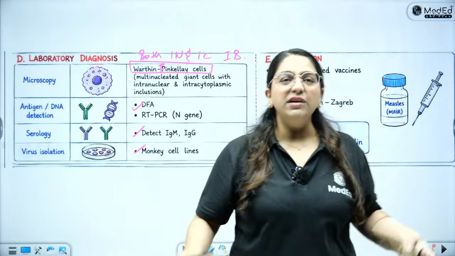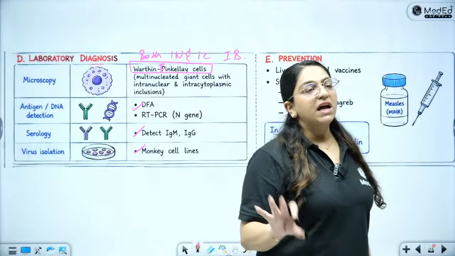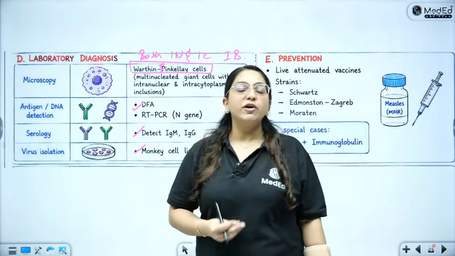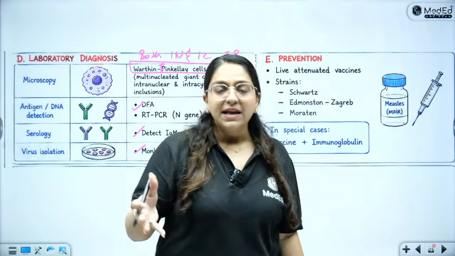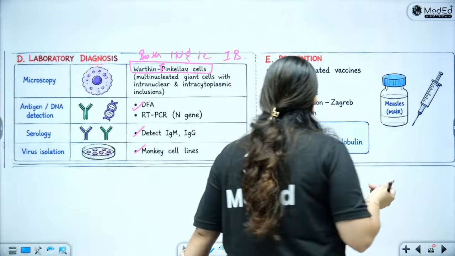This is constant for all viruses. So writing lab diagnosis of viruses is very, very simple. Write antibody, RT-PCR for each and every virus. And then if any special inclusion bodies are there, which you remember from the mnemonic discussed in class.